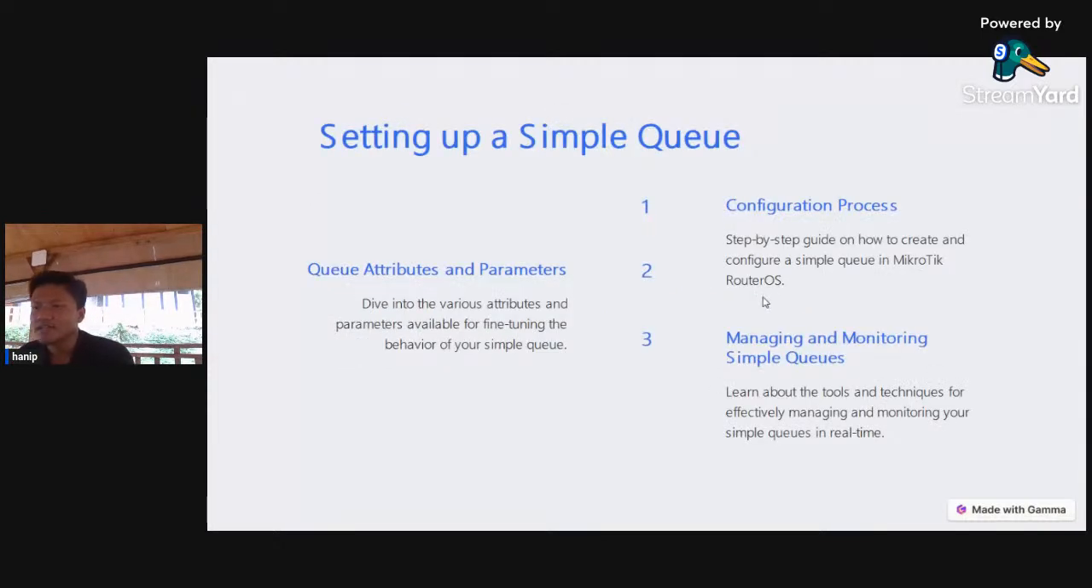And this is how to set up a simple queue. The first step is the configuration process: a step-by-step guide on how to create and configure a simple queue in MikroTik RouterOS, that is, router operating system. The second step is queue attributes and parameters: dive into the various attributes and parameters available for fine-tuning the behavior of your simple queue. The third step is managing and monitoring simple queues: learn about the tools and techniques for effectively managing and monitoring your simple queues in real time.